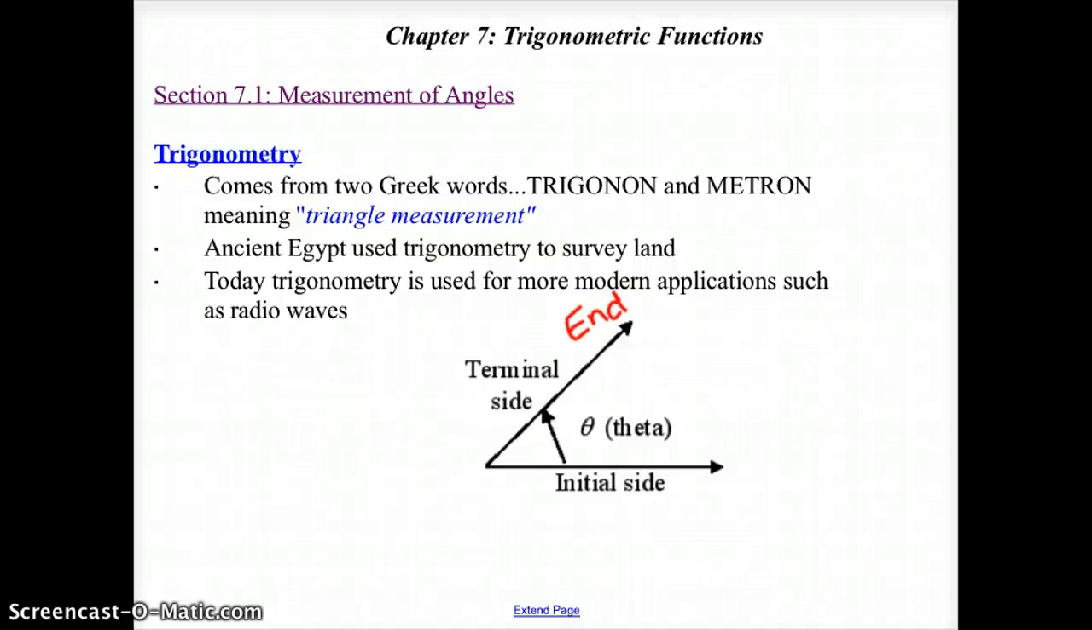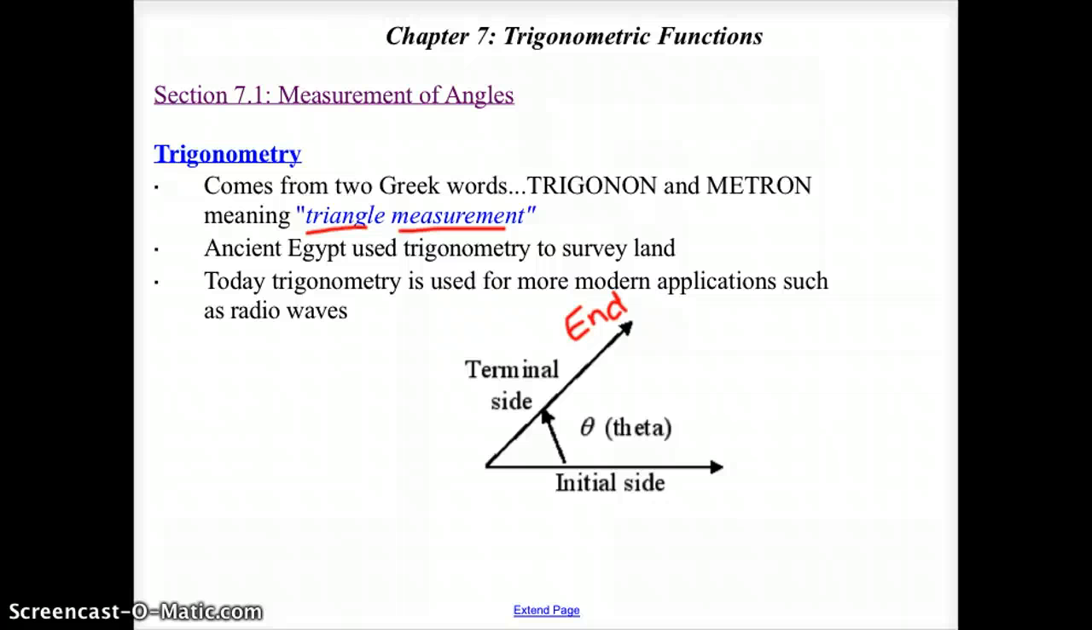Today we're going to start Chapter 7. The unit of study is trigonometric functions. To begin with, trigonometry comes from two Greek words, trigonometron, which means triangle measurement. Ancient Egyptians would use triangle measurements in trigonometry to survey the land. Today, trigonometry is used for much more applications such as radio waves and sound waves.